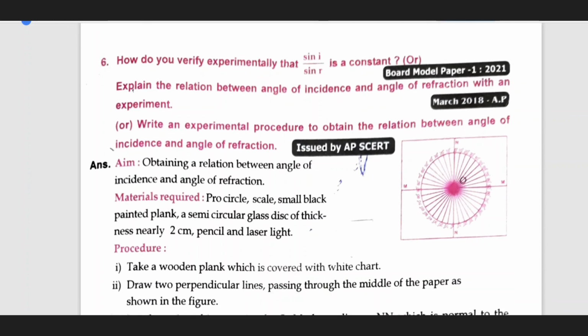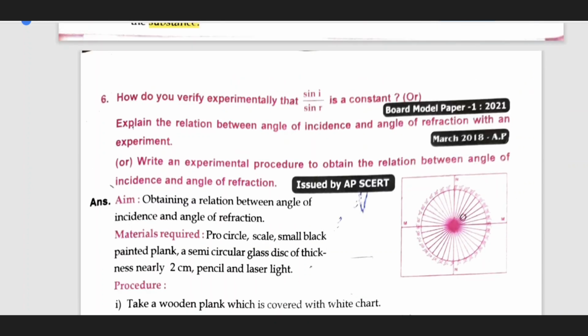Moving to the Snell's law activity. How do you verify experimentally that sin i by sin r is a constant? Or the question can be asked as, explain the relation between angle of incidence and angle of refraction with an experiment. Or write an experimental procedure to obtain relation between angle of incidence and angle of refraction.